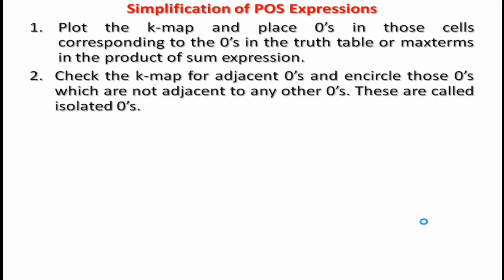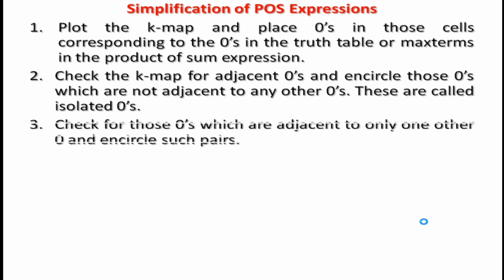Then check the K-map for adjacent zeros and encircle those zeros which are not adjacent to any other zeros. These are called isolated zeros. Then we need to check for those zeros which are adjacent to only one other zero and encircle such pairs.